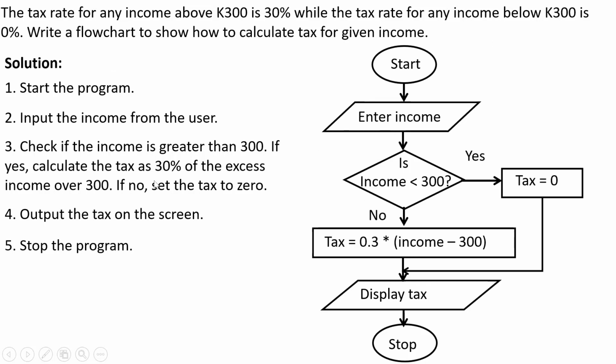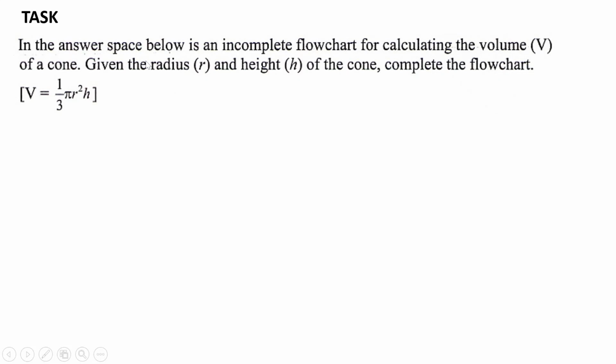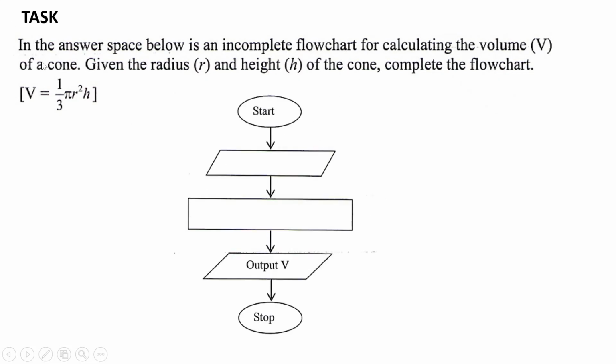Now this is your task also. The task says, in the answer space below is an incomplete flowchart for calculating the volume V of a cone. Given the radius R and height h of the cone, complete the flowchart. So this is the formula. This question came this way in mathematics paper 1 for GCE. So this is the question that you need to do, guys.